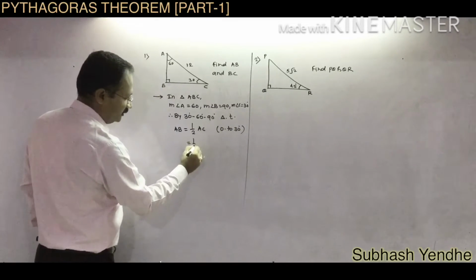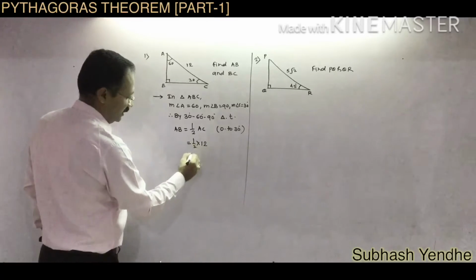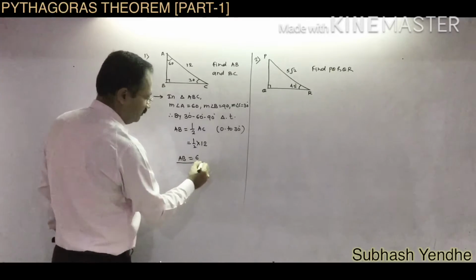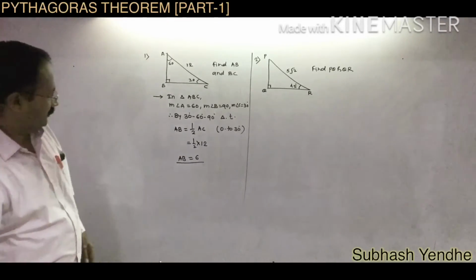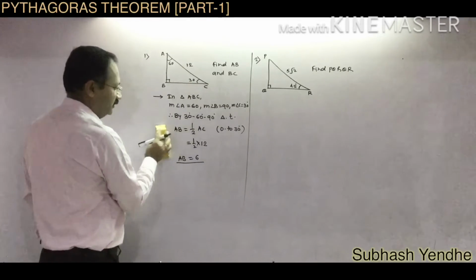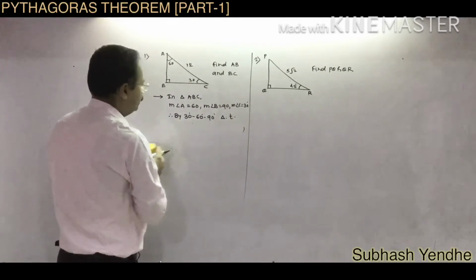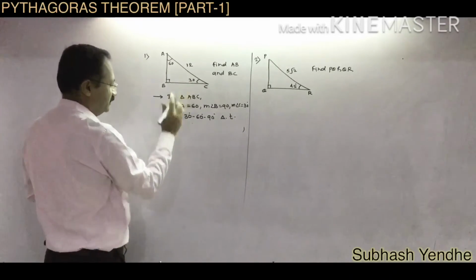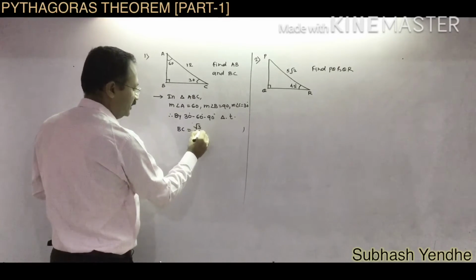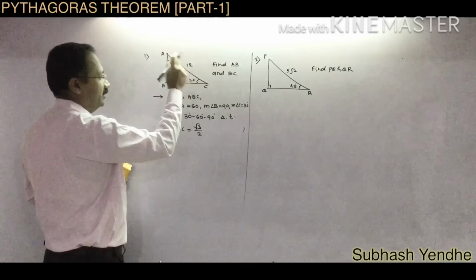So AC's value is given, it's 12. So 2 sixes are 12, so we get the value of AB as 6. Now we can find out the value of BC easily. So BC is opposite to 60, so BC equals root 3 upon 2 times the hypotenuse.